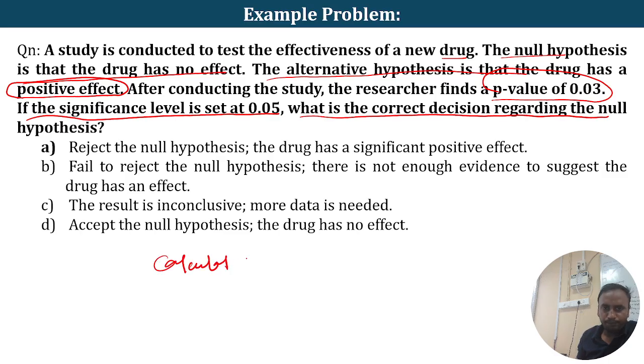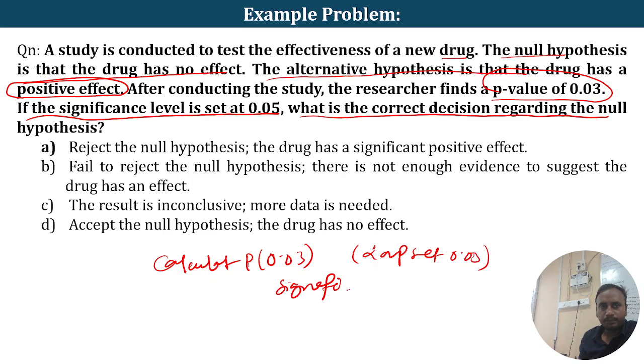The calculated p of 0.03 is less than the alpha we set, 0.05. It means there is a significant difference. So we have to reject the null hypothesis, and the drug has a significant positive effect.